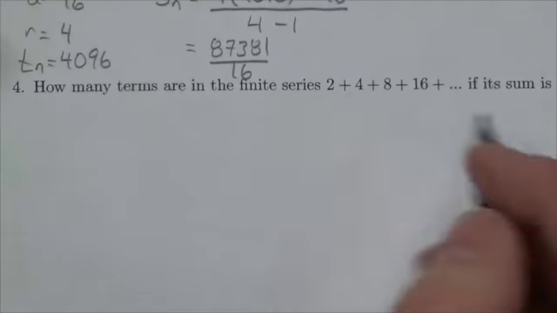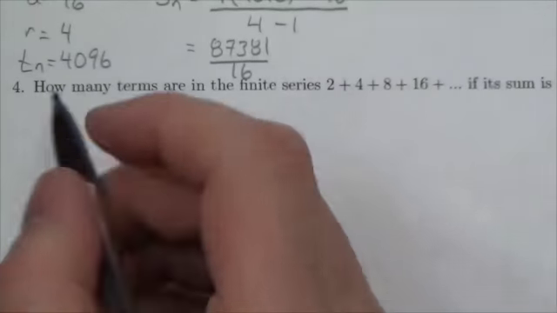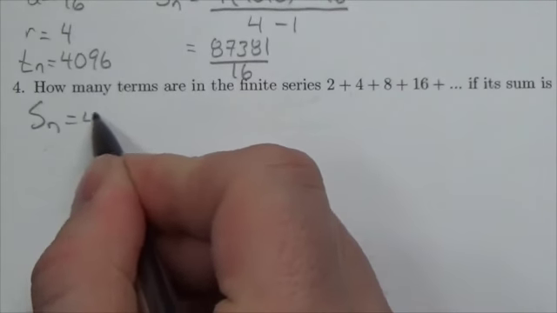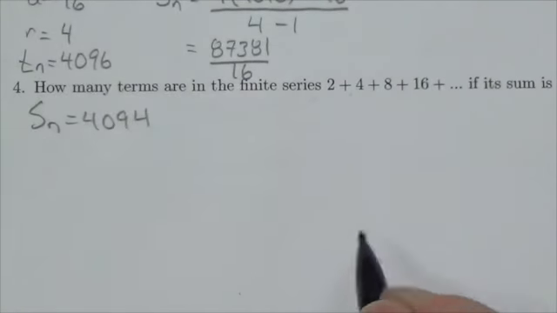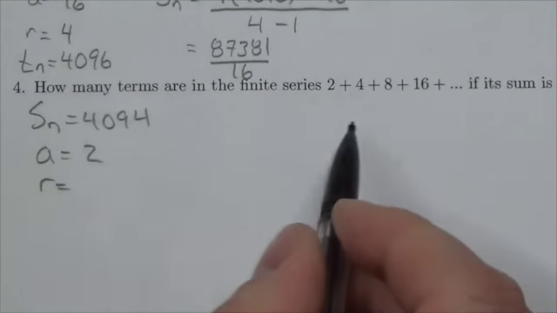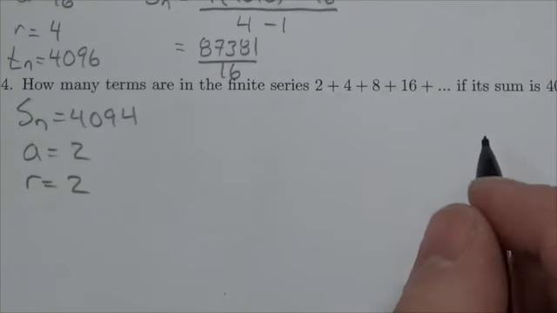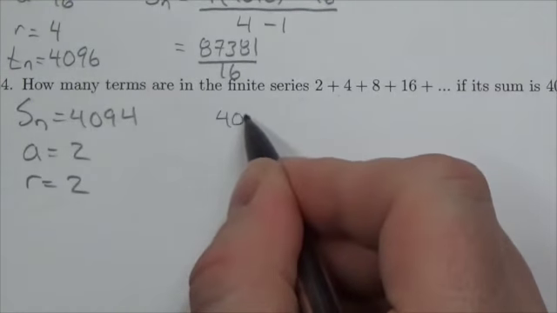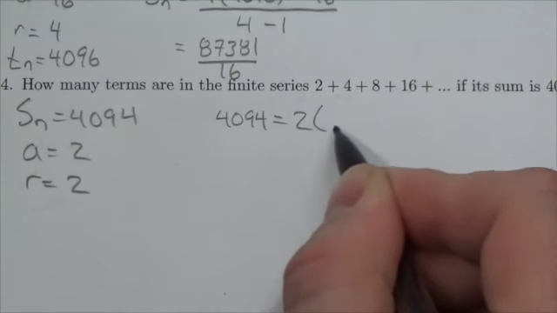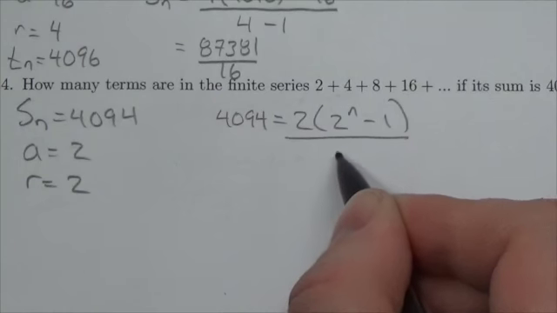So let's just identify the pieces that we've got here. In this case, the sum is going to be 4,094. We know that the a value here is 2. And I mean, we can see quite quickly that the r value is also 2. I'm multiplying by 2 to get to the next step there in every case. So 4,094 is equal to 2 times 2 to the n, I don't know what that is yet, that's what I'm looking for, minus 1 over 2 minus 1.